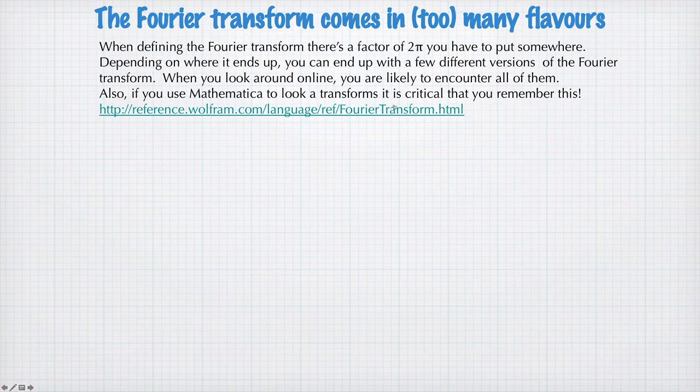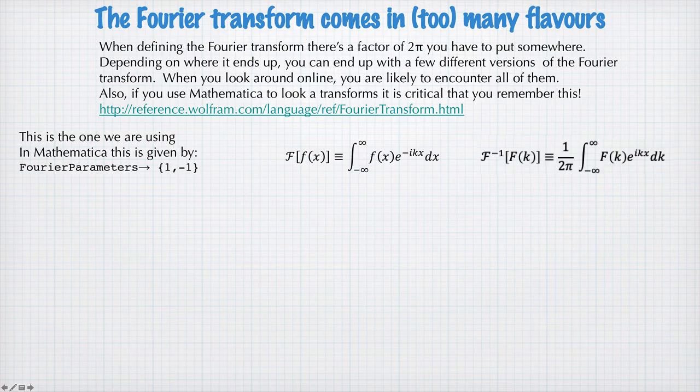And if you're using Mathematica to look at Fourier transforms, it's also critical to remember this, because if you want to get the Fourier transforms that we've defined in these videos, you've got to tell Mathematica what you want explicitly. So the Fourier transform we're using in Mathematica is defined using this command here, FourierParameters -> {1, -1}. If you want to see what that means, then just look at this link here. And this gives us the Fourier transform defined in this way as we've done in the videos.